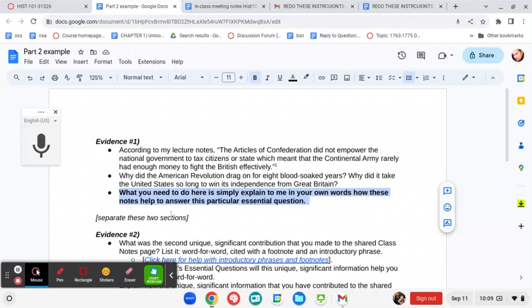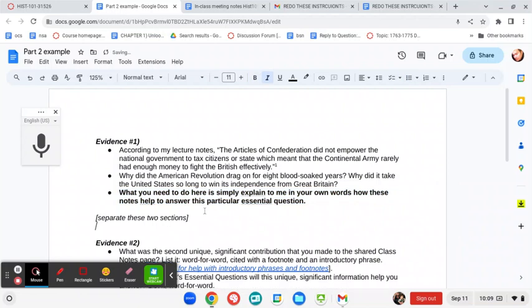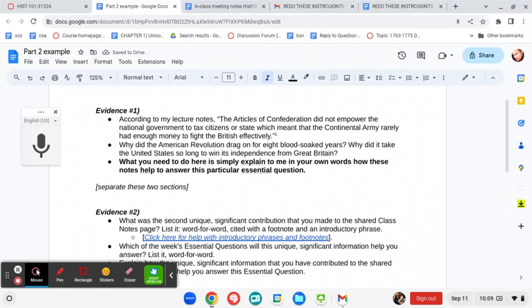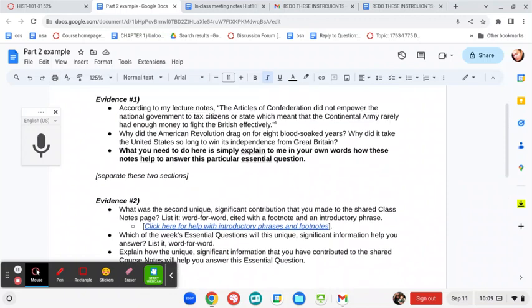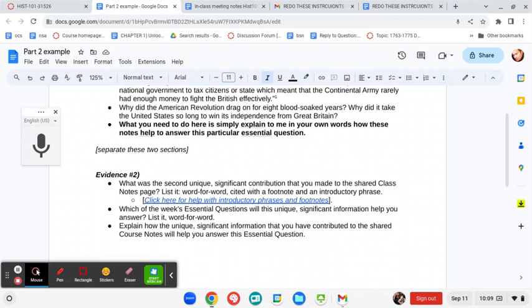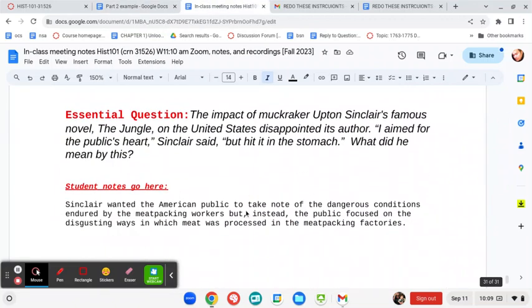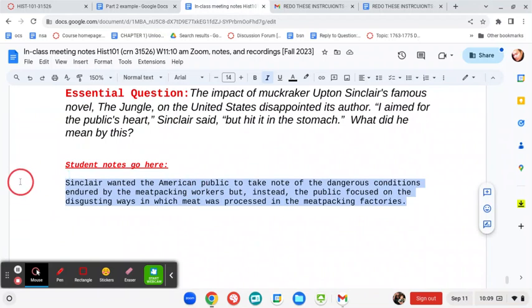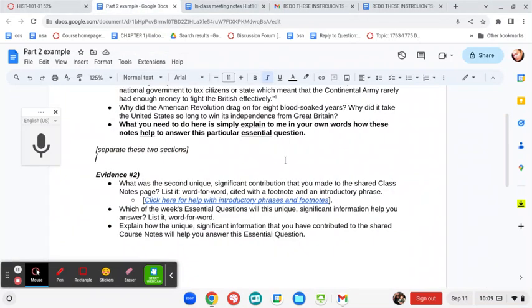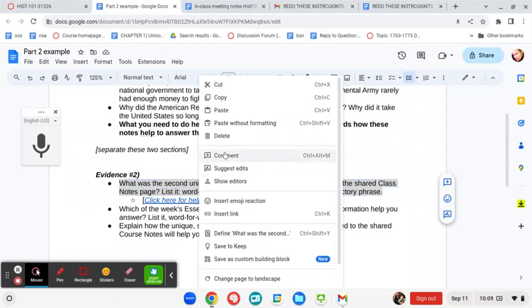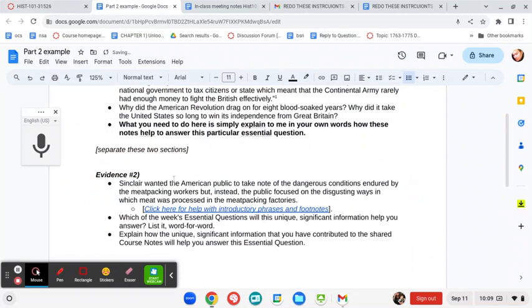Remember, you want to provide information about 2 separate contributions to the class notes. So you've got evidence number 1 that you discuss. You do the same exact thing for the second piece of evidence, right? Label it evidence number 2. Remember, we also added information here. This was the second piece of class notes, the second contribution to the class notes that you added.